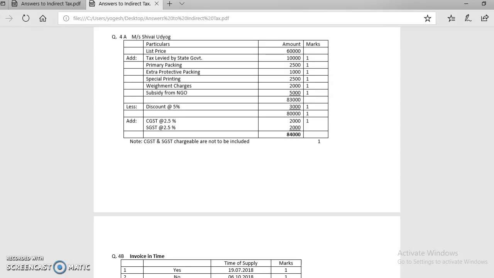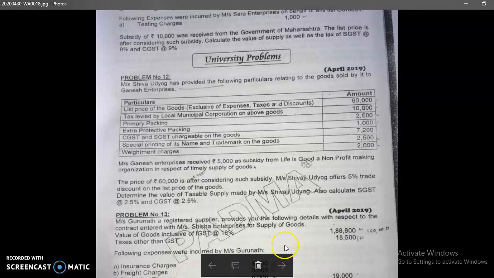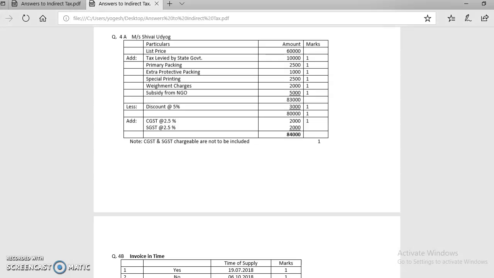Then as I explained, we have to deduct the discount from this price, that is 5% on list price. Remember, in the question if you see properly, the discount is given on the list price, that is the 5% on 60,000. So therefore we have to take the 5% of 60,000, it will come to 3,000. So after deducting 3,000 from the 83,000, we'll get 80,000.